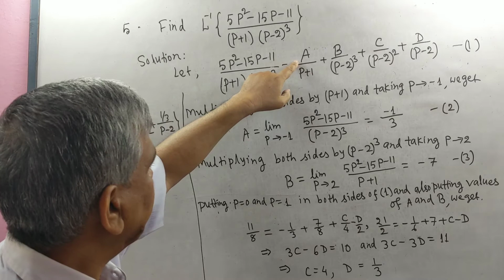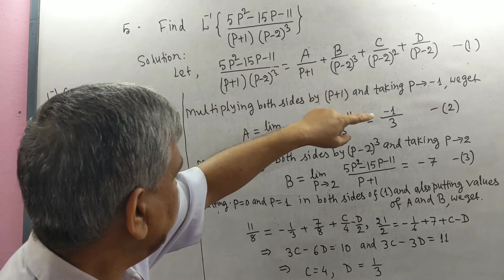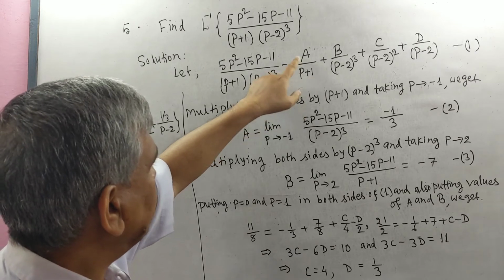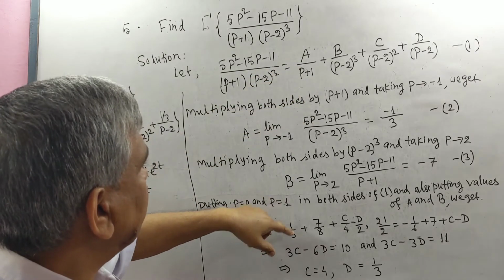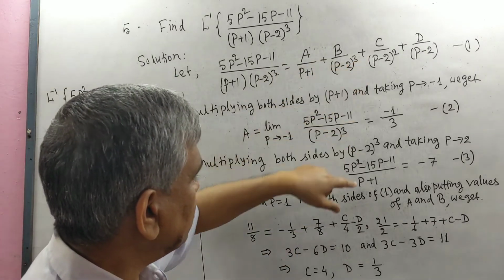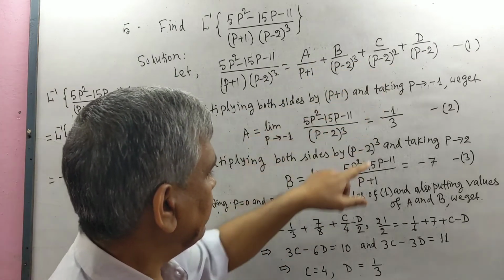Here we get the value of a is minus 1 by 3. So here 1, 0 plus 1, minus 1 by 3. Similarly, this gives 7 by 8. This gives c by 4. This gives minus d by 2.